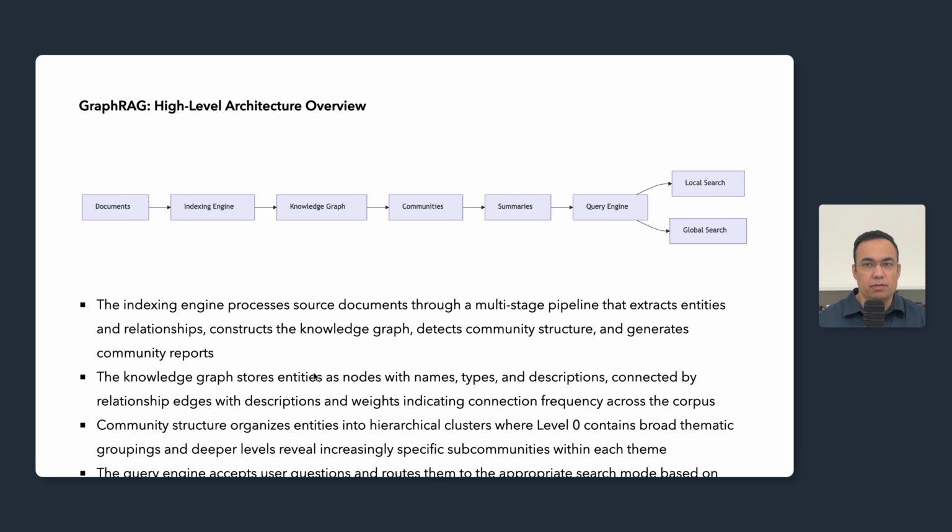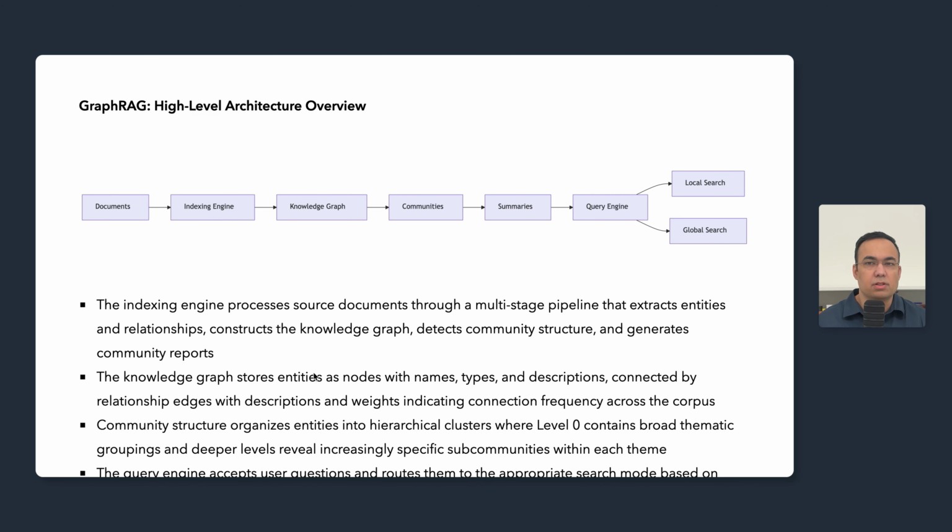Now let's talk about the high-level architecture of GraphRAG and how the different components work together as a system. The architecture consists of two primary components. The first is the indexing engine and the second is the query engine. Understanding the separation between these two is important because indexing is a one-time operation that you perform when you ingest the documents, while querying happens every time a user asks a question.